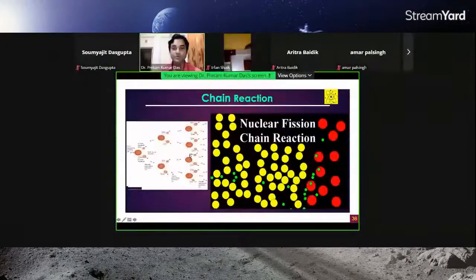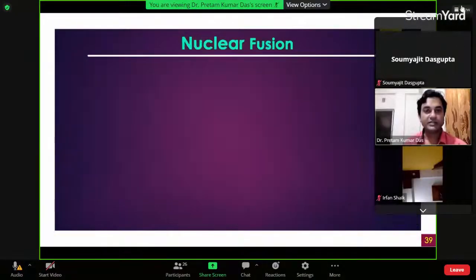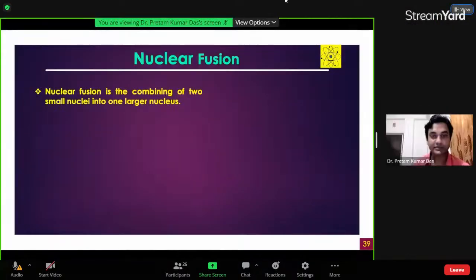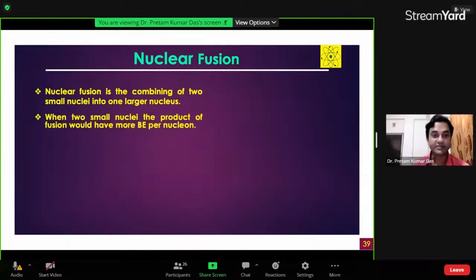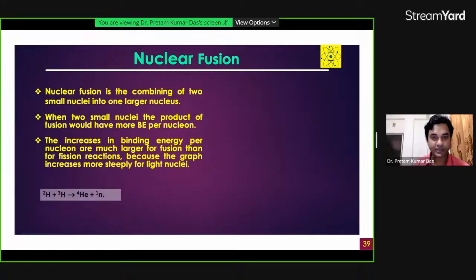it goes a huge chain reaction. There is another reaction, fusion, that is actually happening inside a star. When two small nuclei come together and form a heavier nucleus by fusing both. So these are when deuteron and tritium come together and form helium-4.